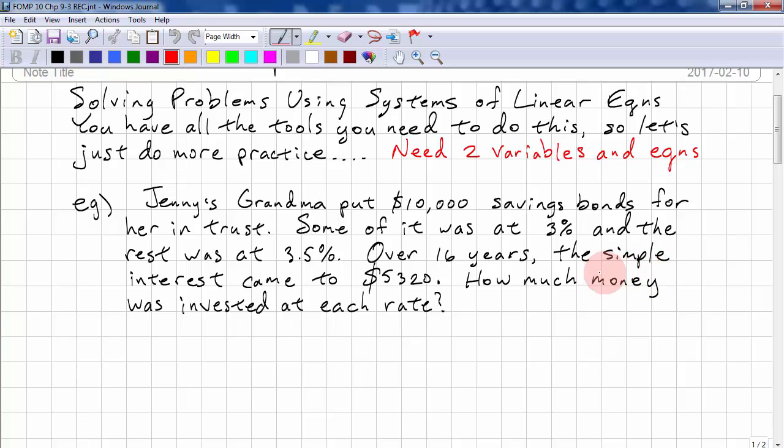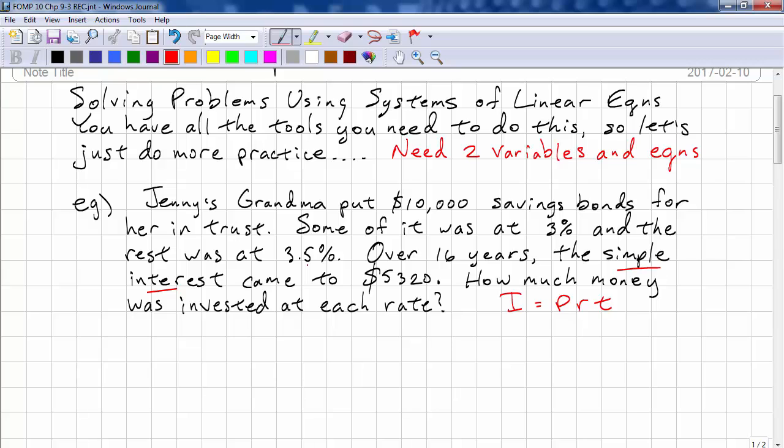You need to know the simple interest formula. The interest is equal to the principal times the rate times the time. And this is in years. And usually the rate is in years as well. And these rates are in years.